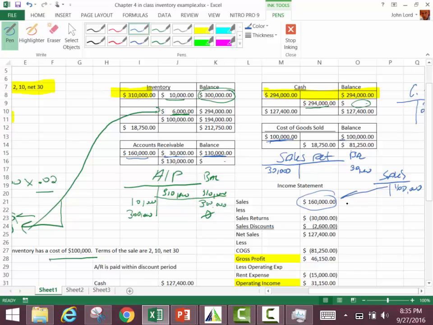There it is, right? Then what? Then I had my sales return for 30,000. That was a debit, wasn't it? For 30,000. So that's going to subtract off of my sales.